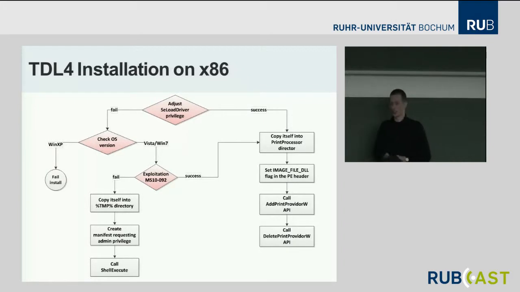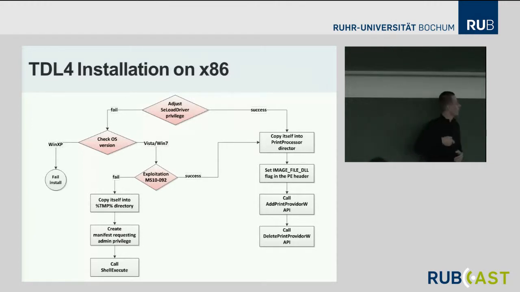If it fails to adjust this privilege, it checks the operating system. In case of Vista or Windows 7, it tries to exploit the MS10-092 vulnerability, which was discovered in the Stuxnet code. This vulnerability allows the malware to escalate privileges up to system level. So these are the necessary privileges to load a kernel mode driver. In case it successfully exploits this vulnerability, it goes to this branch of execution.